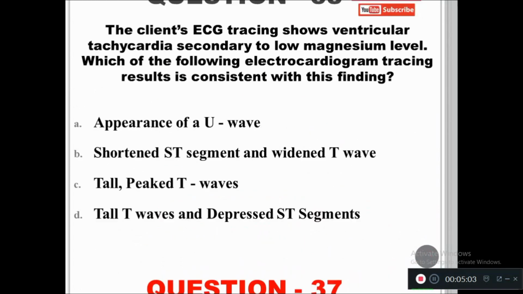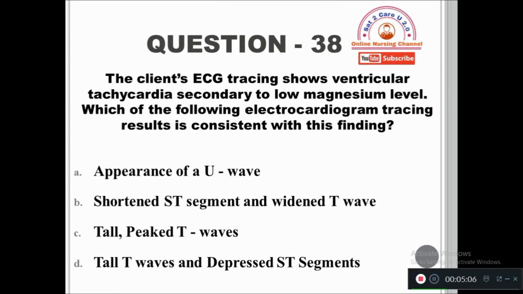Question number 38. The client's ECG tracing shows ventricular tachycardia secondary to low magnesium level. Which of the following electrocardiograph tracing results is consistent with this finding? Option A, appearance of a U wave. B, shortened ST segment and widened T wave. Option C, tall peaked T waves. Option D, tall T waves and depressed ST segments. So in case of low magnesium level, the ECG findings will show option D, tall T waves and depressed ST segments.